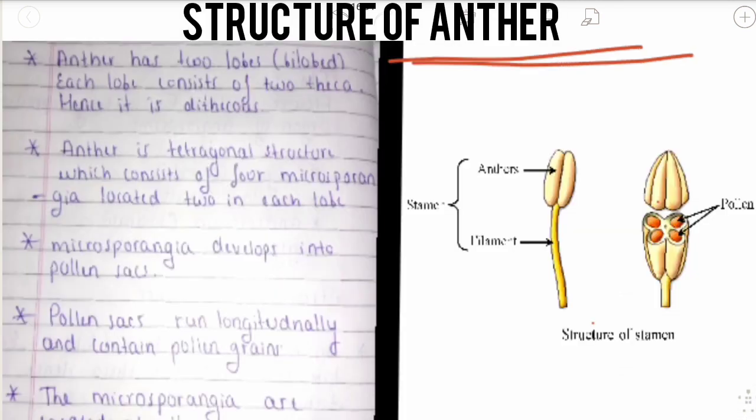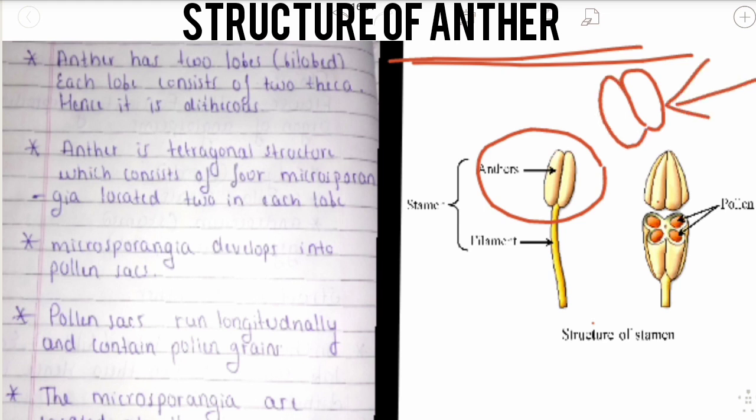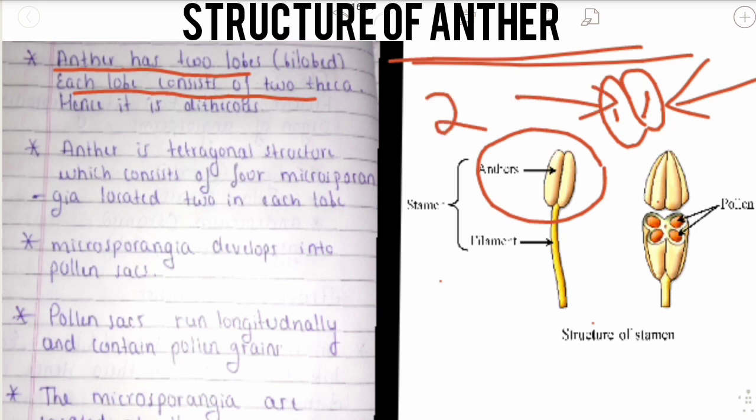Structure of anther. This is the structure of anther. Anther is a bilobed structure. It means it consists of two lobes, that is one lobe, two lobes. Each lobe consists of two theca, so they are called dithecous.